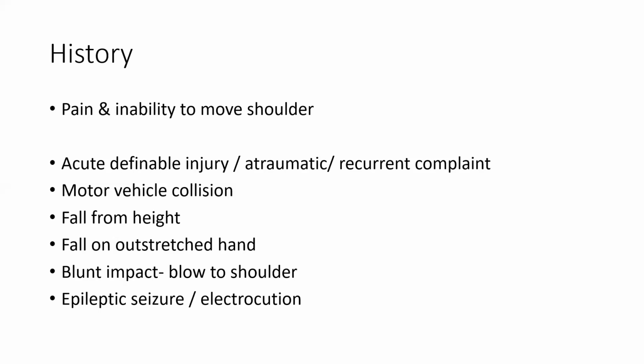Injuries can be a motor vehicle collision or a fall from height. These two are high velocity injuries. So we have to rule out any associated injuries such as hip fractures, clavicular fractures, hemopneumothorax, etc. The other, comparatively low velocity injuries are a fall on an outstretched hand and blunt impact or a blow to the shoulder. The rare history is epileptic seizure or electrocution, which should raise the suspicion of posterior dislocation of shoulder.